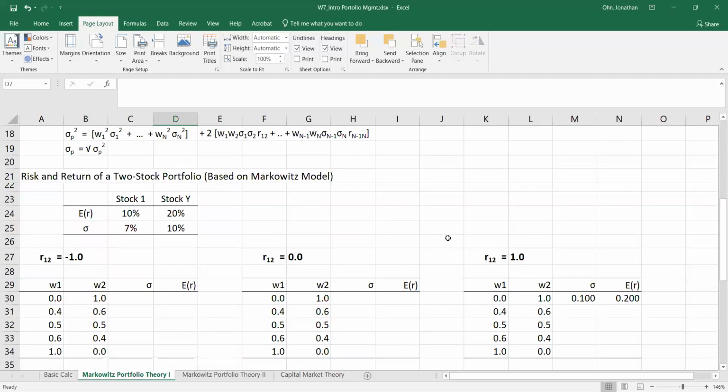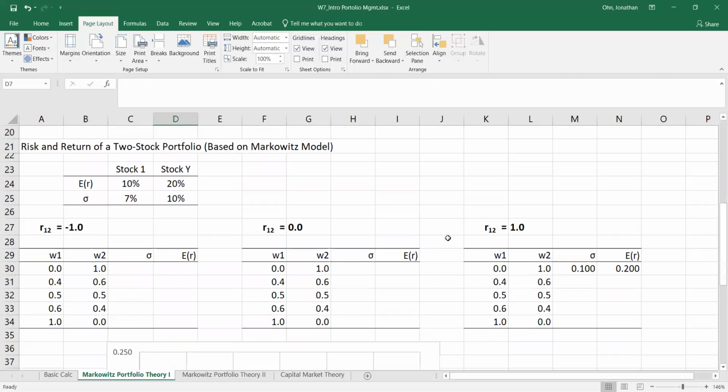All right, let's apply this model to actual numbers. Suppose we construct a two-stock portfolio, stock 1 and stock 2. Stock 1 has an expected return of 10% and a standard deviation of 7%. Stock 2 has 20% and 10%. So you include those two.